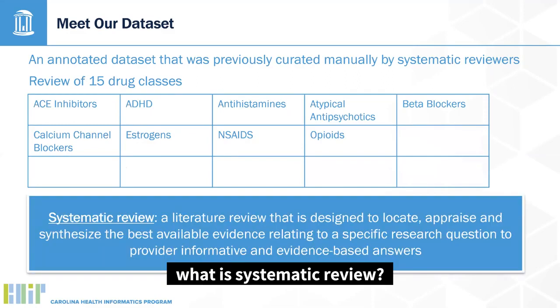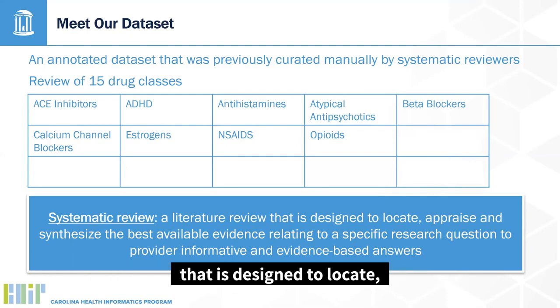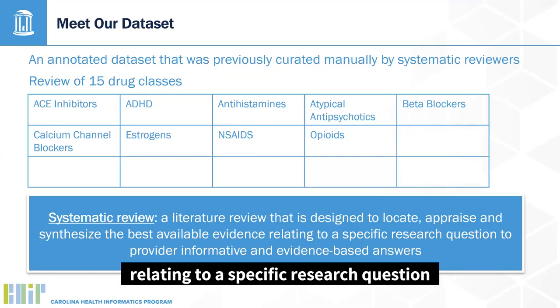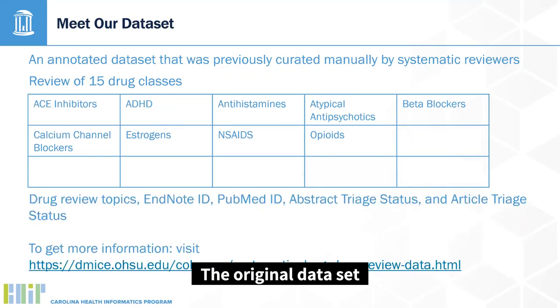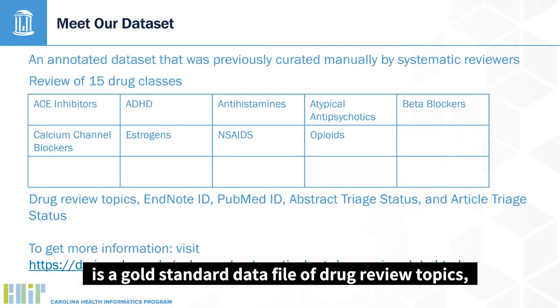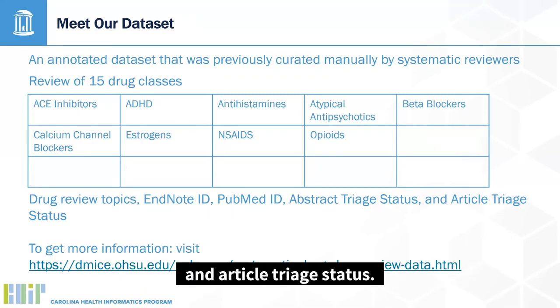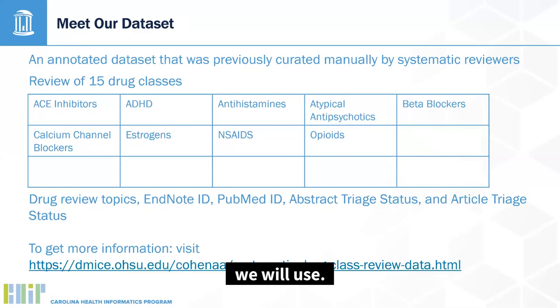By the way, what is systematic review? Systematic review refers to a literature review that is designed to locate, appraise, and synthesize the best available evidence relating to a specific research question to provide informative and evidence-based answers. The original dataset is a gold standard data file of drug review topics, EndNote ID, PubMed ID, abstract triage status, and article triage status. Please go to Jupyter Notebook and run the codes there to get the final dataset we will use.